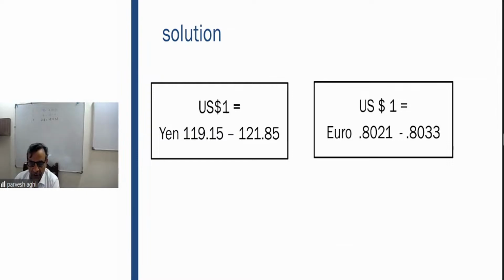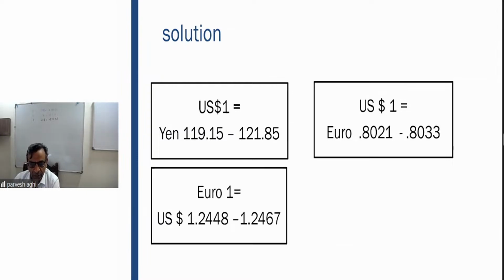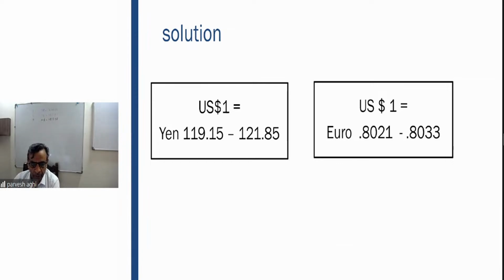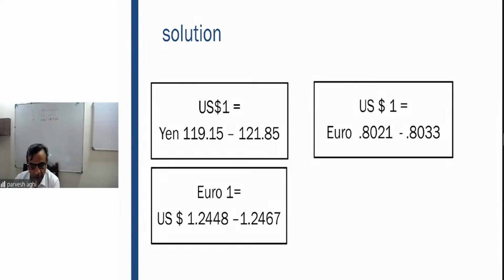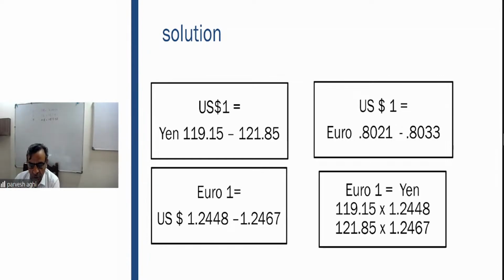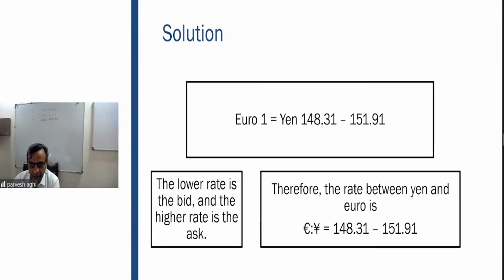So first we convert them, put them in the right way. And then first I'm going to buy a US dollar. Then go to a European country and buy a euro by selling my dollars. So now I can just multiply bid with bid and ask with ask and have the quotes with me. So this is the quote.